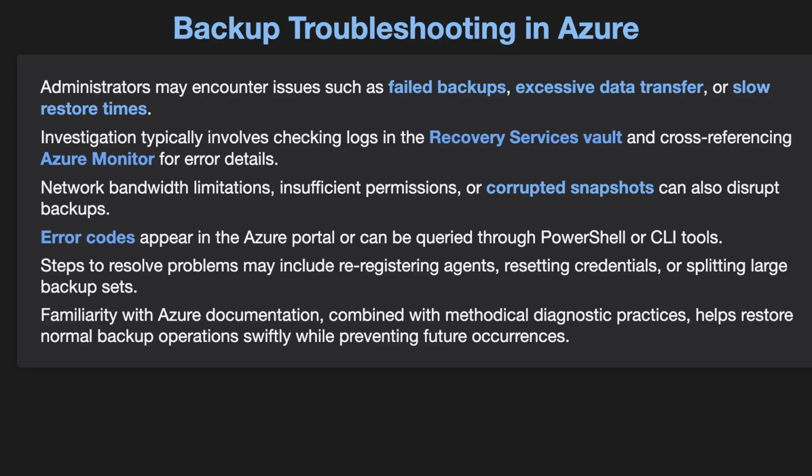Error codes appear in the Azure portal or can be queried through PowerShell or CLI tools. Steps to resolve problems may include re-registering agents, resetting credentials, or splitting large backup sets. Familiarity with Azure documentation, combined with methodical diagnostic practices, helps restore normal backup operations swiftly while preventing future occurrences.